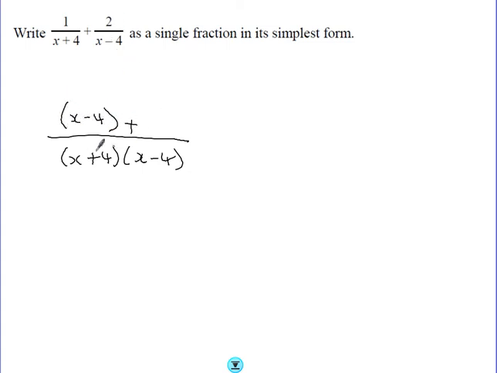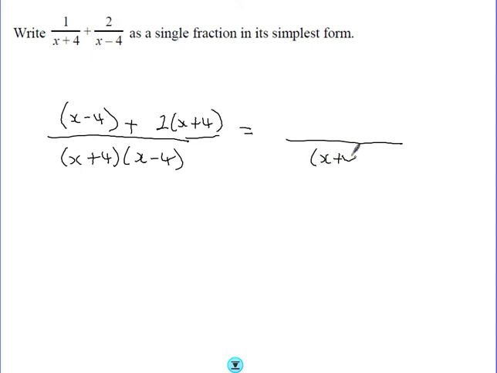And this one, well, for it to be over x plus 4, x minus 4, I need to multiply x minus 4 by x plus 4. So I need to do 2 times x plus 4. And there we have it. So we now have one fraction. All we need to do now is tidy up the numerator.